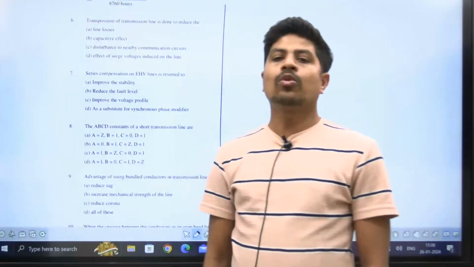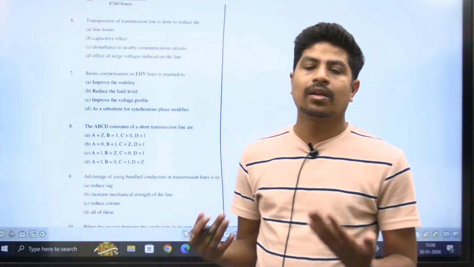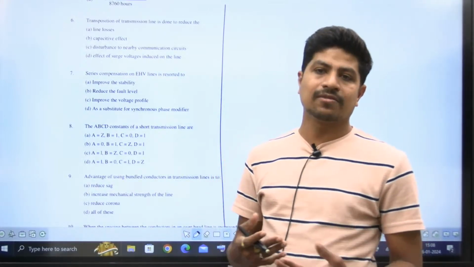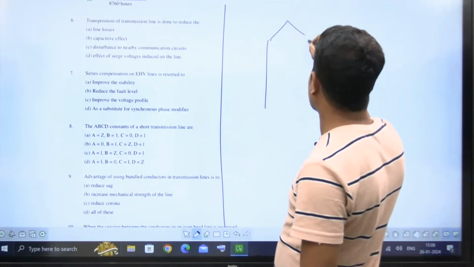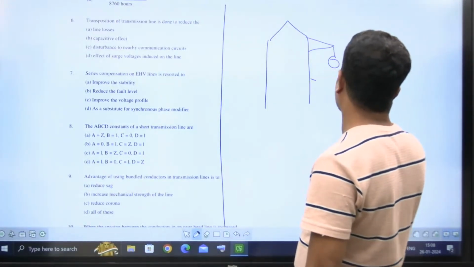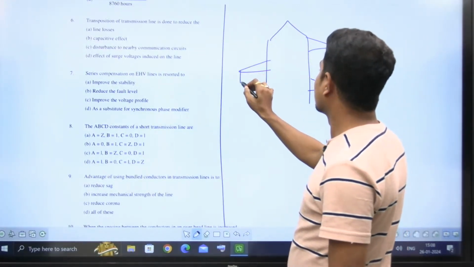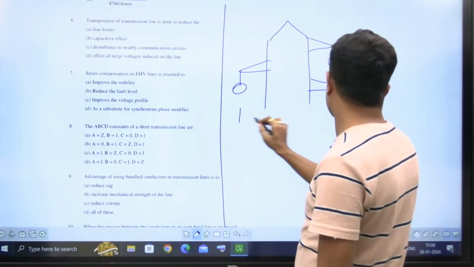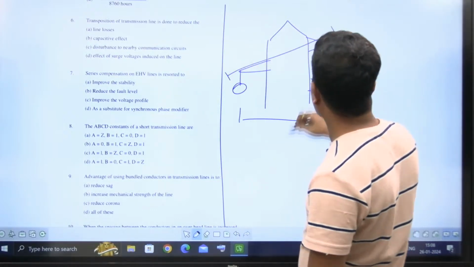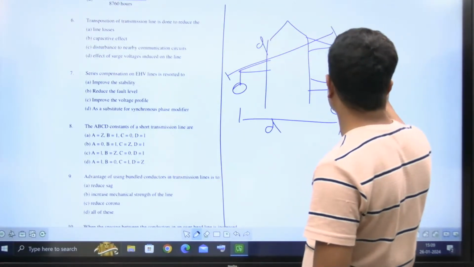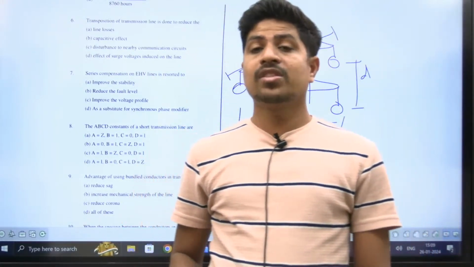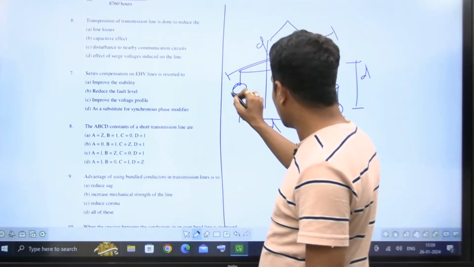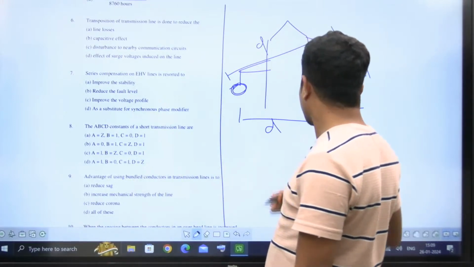See, we have two types of configurations. One is symmetrical transmission and one is asymmetrical transmission. See how symmetrical looks. This is symmetrical. Phase A here, phase B here, phase C here. This distance and this distance are equal. This is D, this is D, this is D. If all three distances are equal, it is called a symmetrical configuration. But with symmetrical configuration, I am able to send only three conductors at a time.